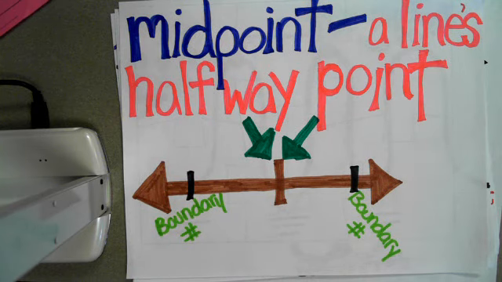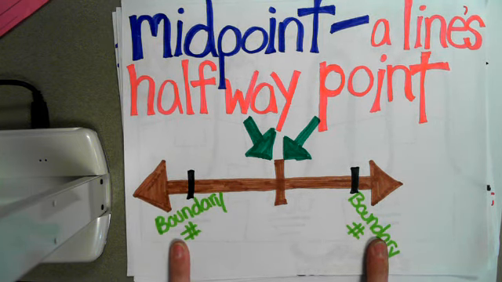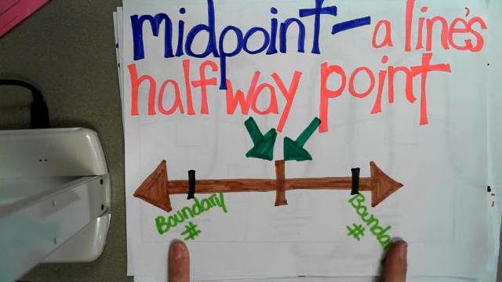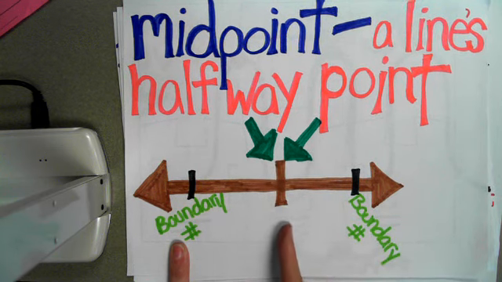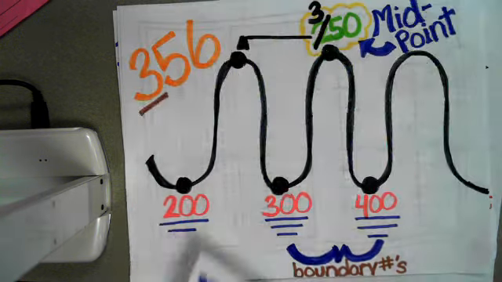The other vocabulary that you're going to hear us say is midpoint or the halfway point. And it's basically what it's saying. It is between our boundary numbers, which is halfway between our boundaries, or in the middle point. So midpoint, halfway, or in the middle of our two boundaries.